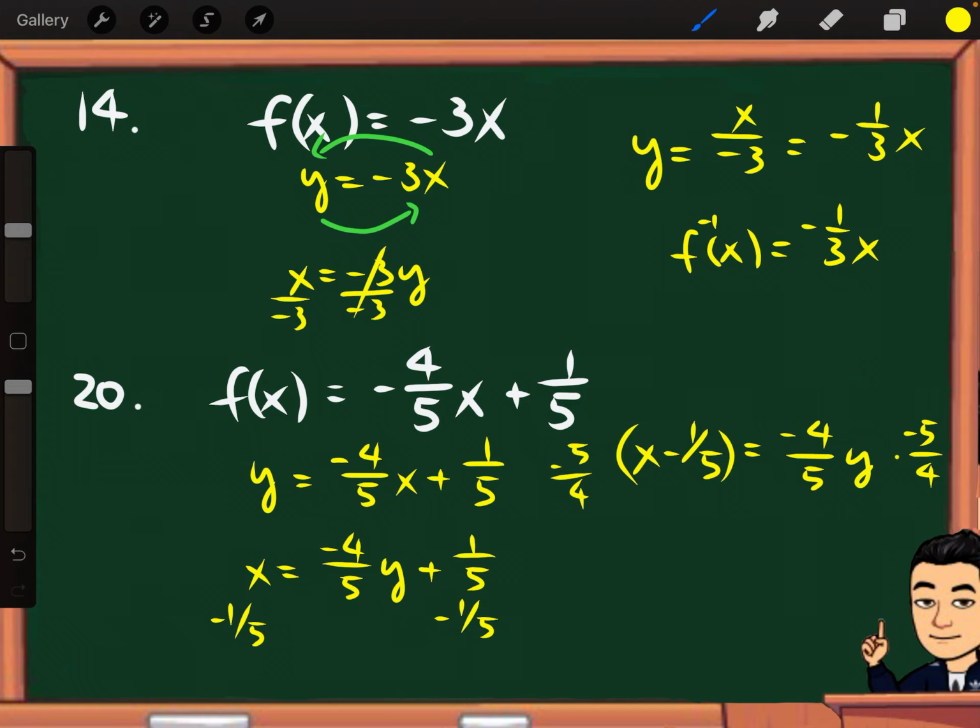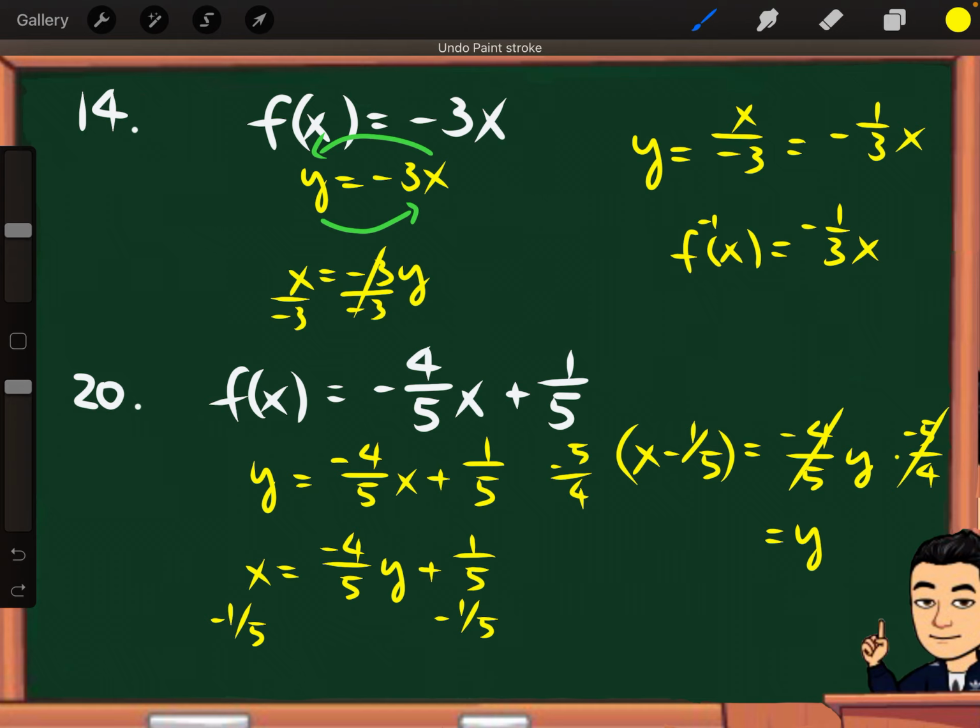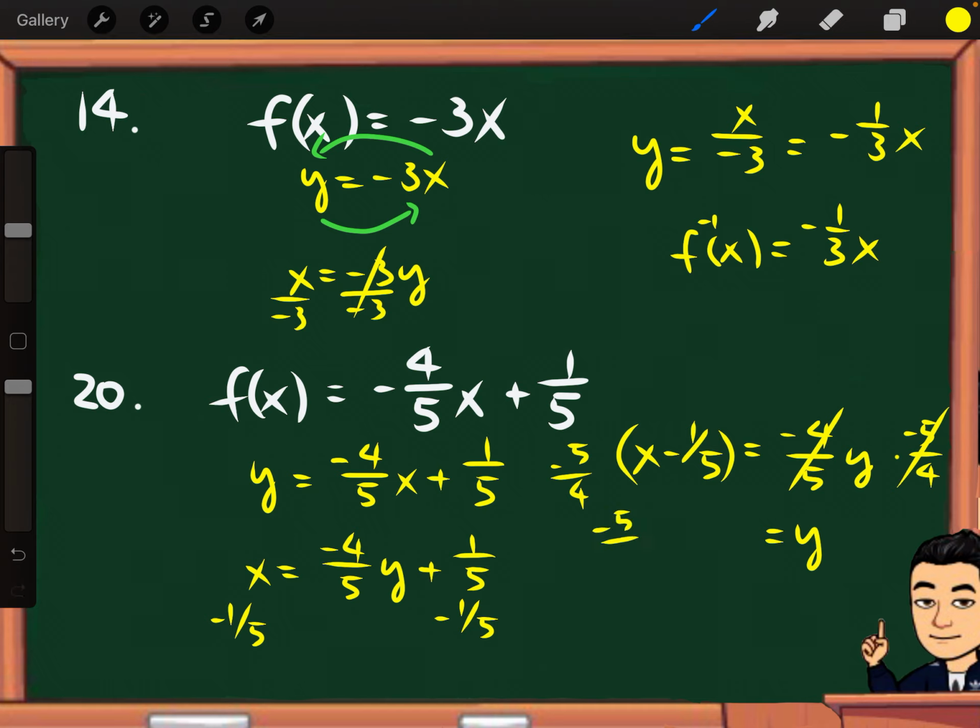And you're going to get, now y is isolated. So y is equal to, now that we distribute the negative 5 over 4 to the x and negative 1/5, you're going to get negative 5 over 4x plus 1/4. Okay. Last thing I want to do is go ahead and rewrite this as inverse function notation.